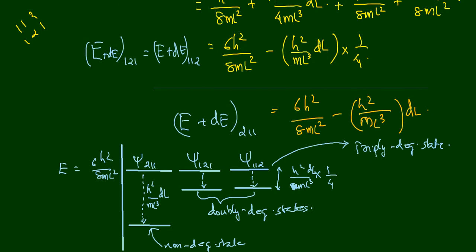So that is how it comes. If there is a distortion in the cubical box, obviously the degeneracy will be destroyed. The triple degenerate state is now destroyed. Now we have got a non-degenerate state and a doubly degenerate pair. So this is what we have to understand in the case of the particle in a three-dimensional box.